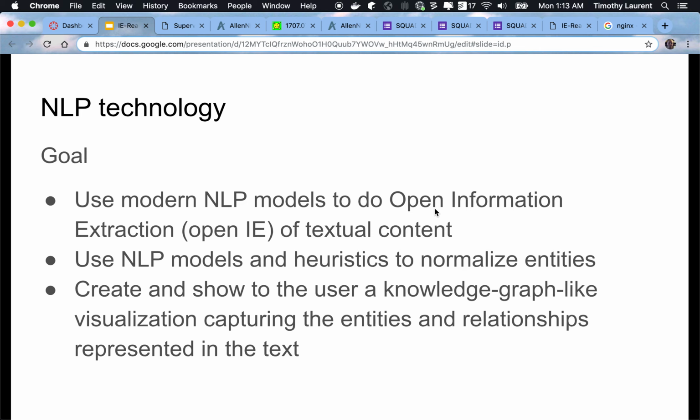IE Reader. Its goal is to harness natural language processing models to do open information extraction of textual content, and then use other models, coreference models, and heuristics to normalize the entities, and then to build and expose to the user a knowledge graph like visualization that captures the entities and the relationships represented in the text.